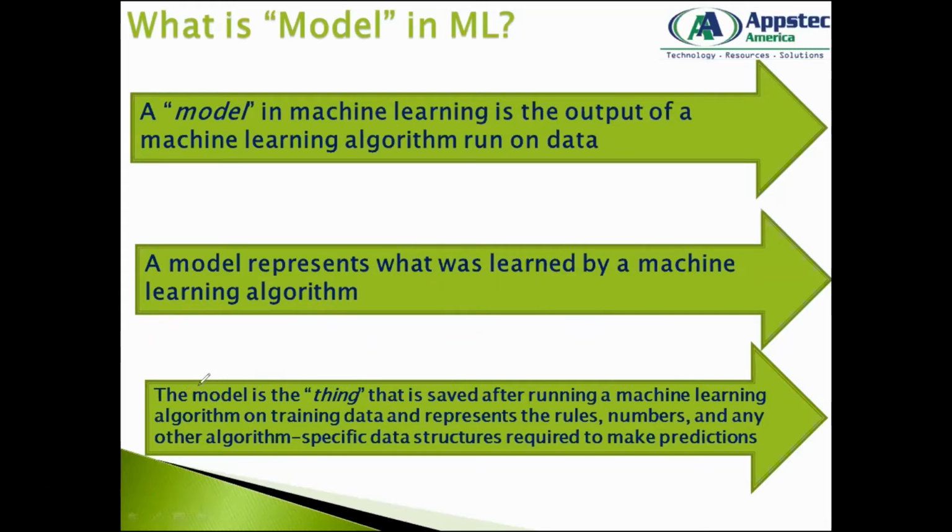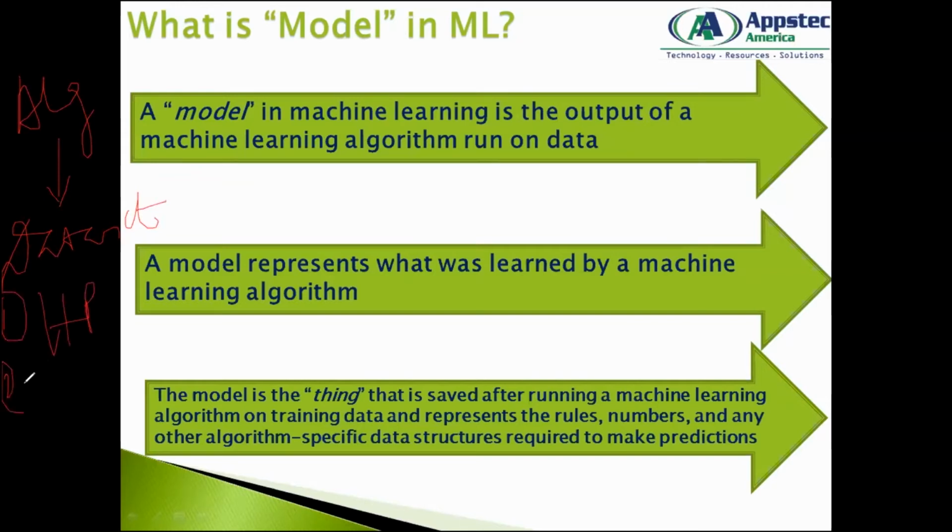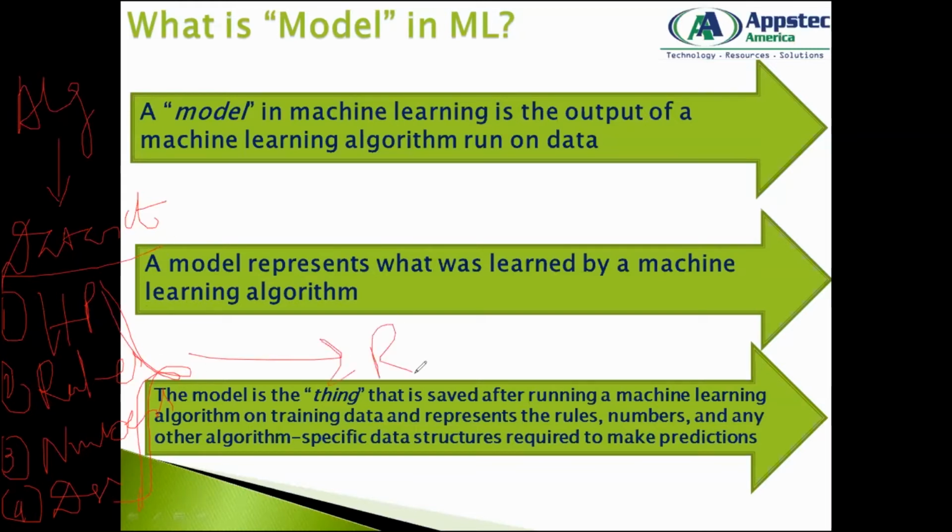Now, a model is the thing that is saved after running a machine learning algorithm on training data, and it represents the rules, numbers, and any other algorithm-specific data structure required to make a prediction. So what does this model actually learn? Whenever this algorithm gets applied to a data set, what does it exactly learn? First, hidden patterns. Second, whether the data has any specific rules. Third, any number-specific analysis. And fourth, it tries to identify certain data structural attributes also. These are the various learning parameters that an algorithm learns from a data set, and combining this, when it gives me a result, we call this a model. So this is what a model is all about.